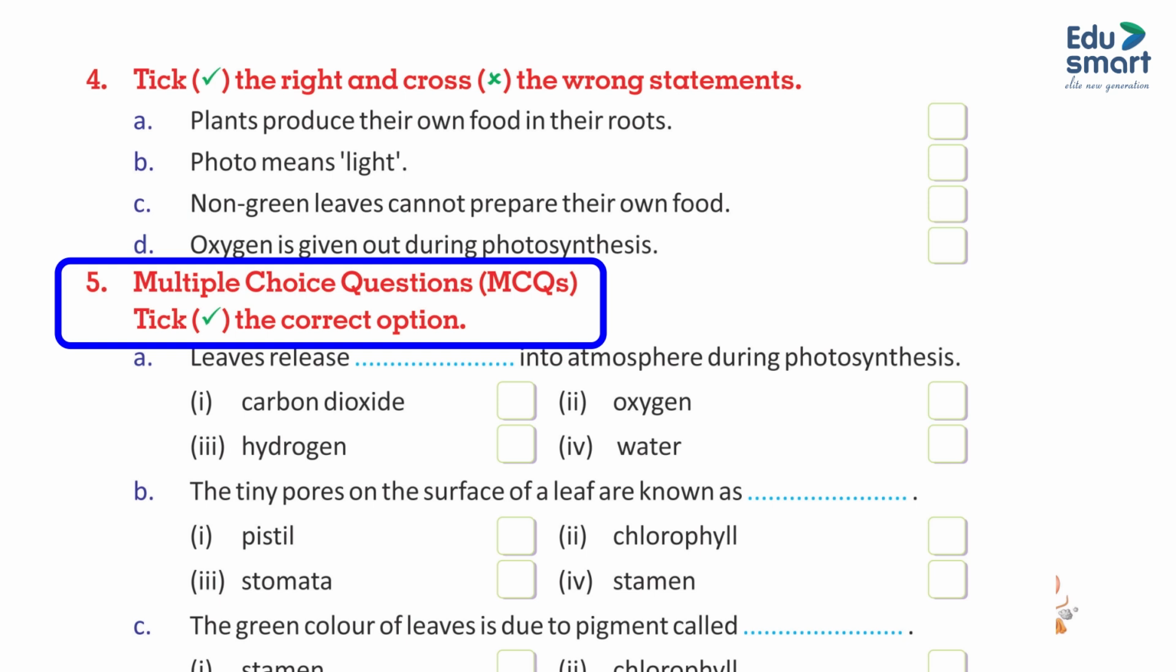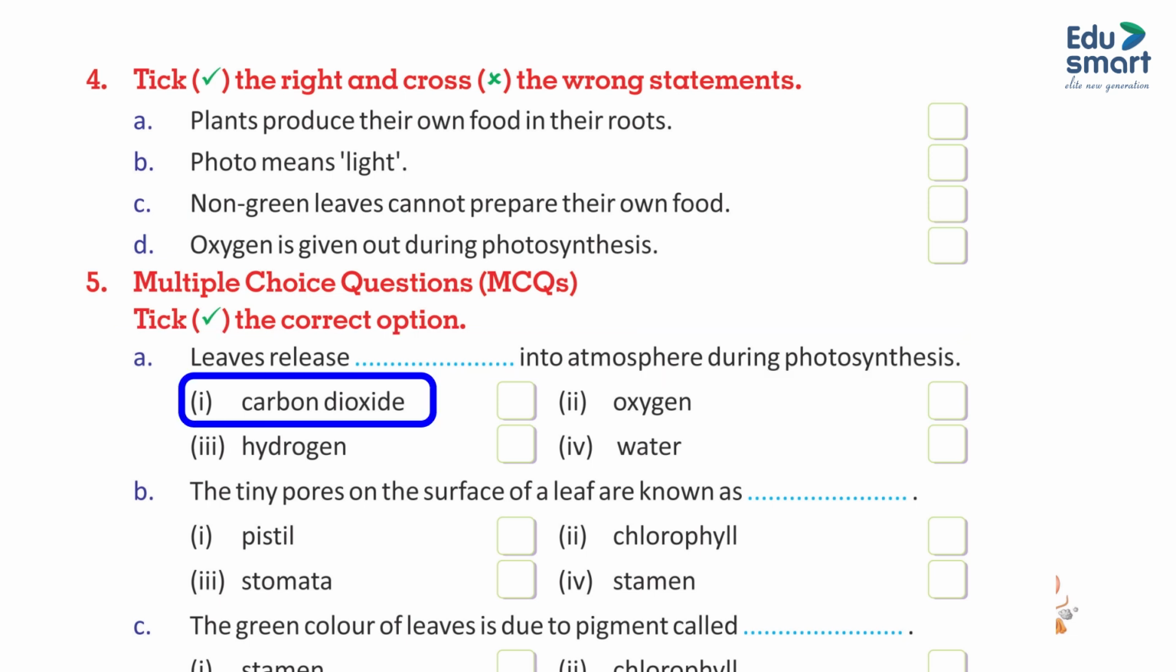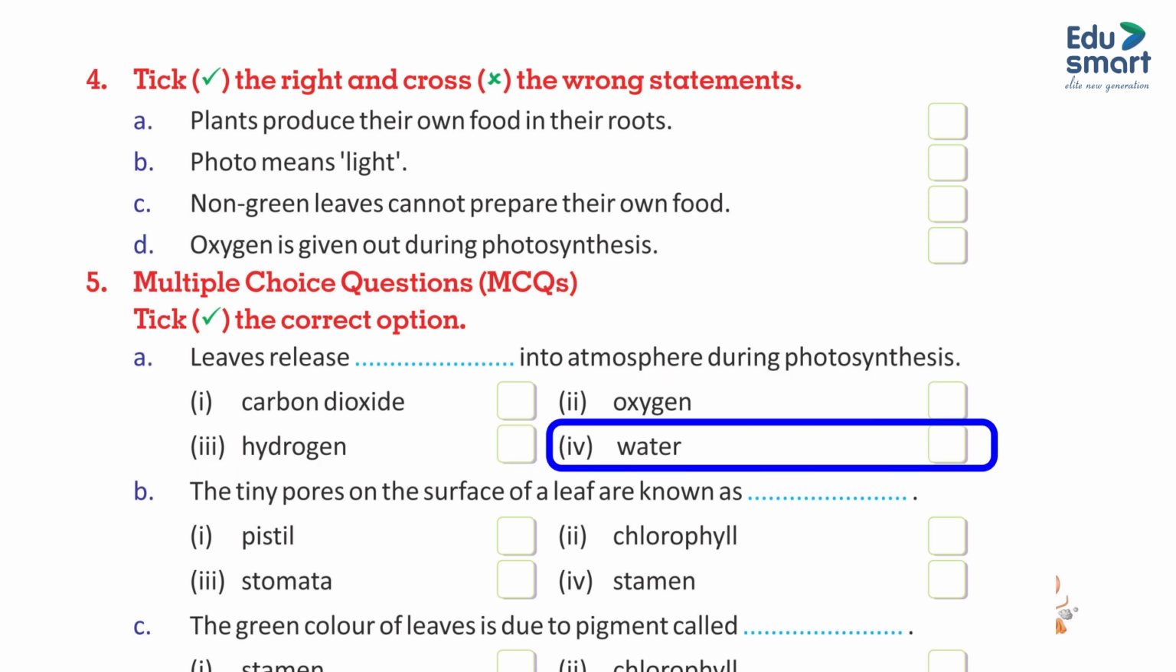5. Multiple choice questions. MCQs. Tick the correct option. A. Leaves release dash into atmosphere during photosynthesis. 1. Carbon dioxide. 2. Oxygen. 3. Hydrogen. 4. Water.